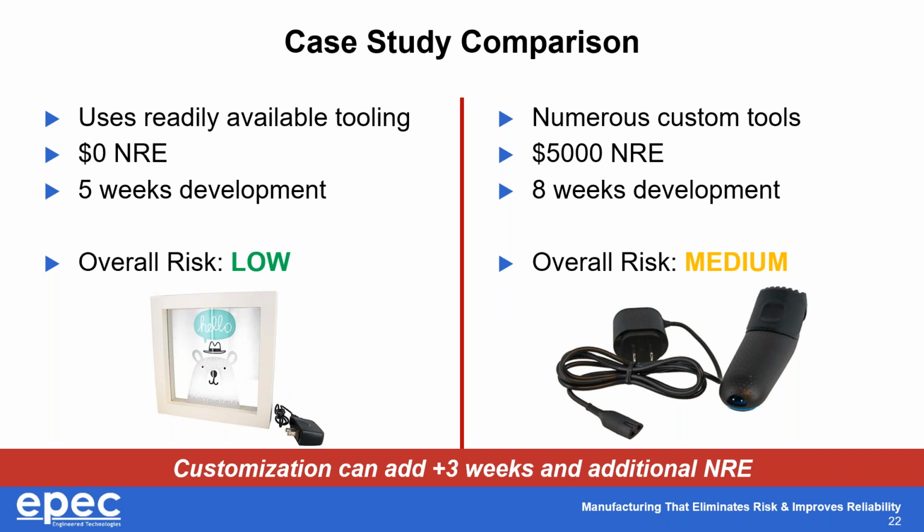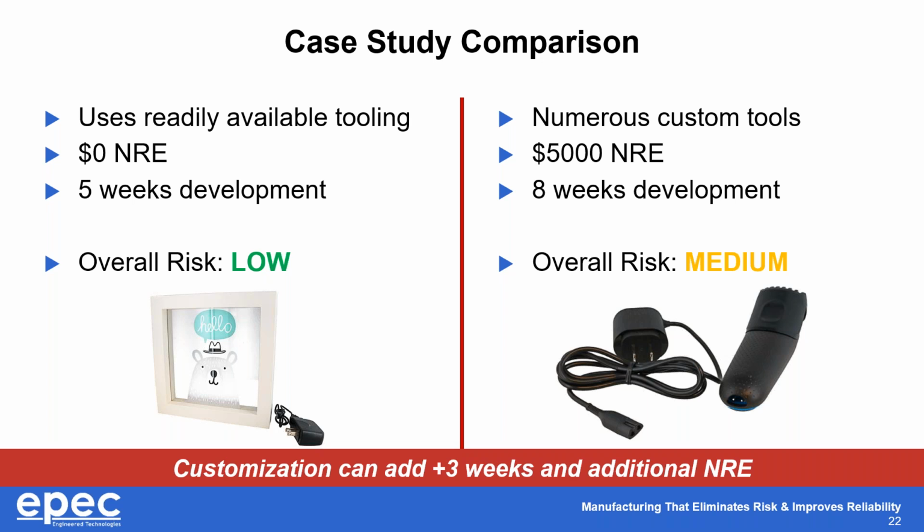So overall, the Nightlight project we would deem as low risk. There's $0 in NRE to support the overmold tool. It's a relatively straightforward project. If time and your program budget are absolutely critical and you cannot miss your delivery date, we would recommend the lowest complexity, the lowest overall risk project.